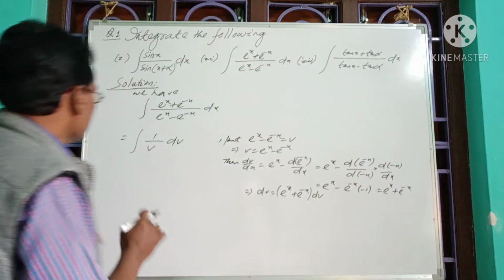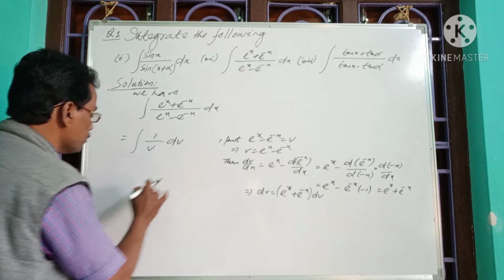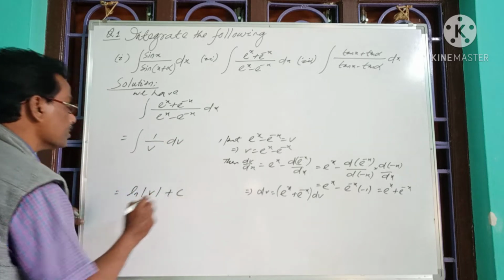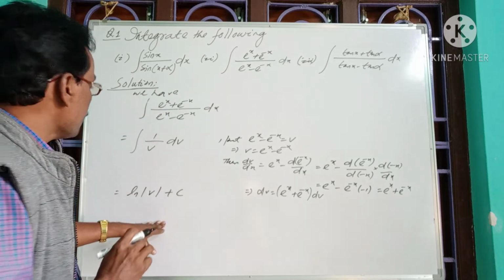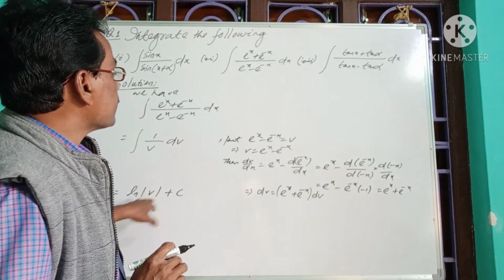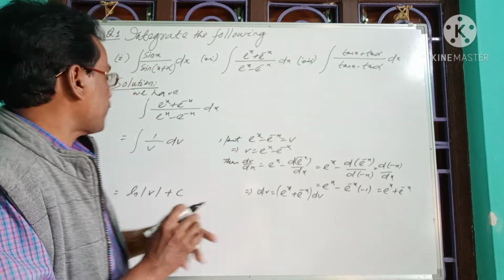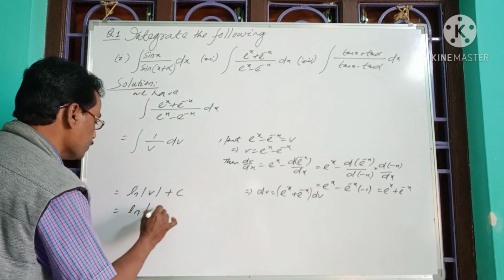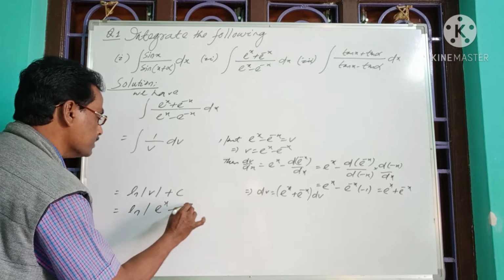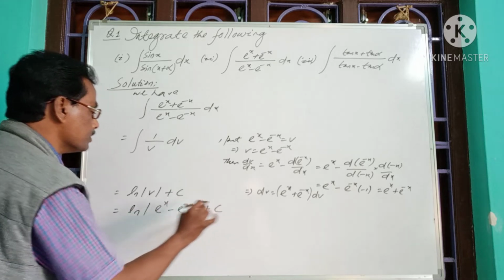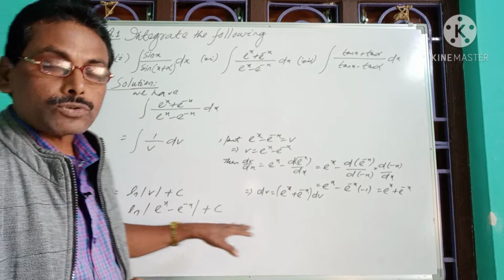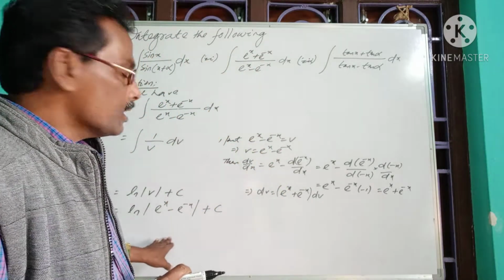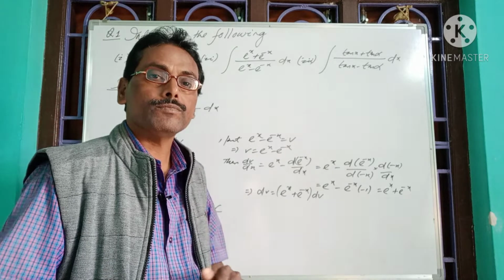So in this process, integration of 1 by v with respect to v will give us ln of mod of v plus c. So now the integration is completed. Now we have to replace v, that is e to the power x minus e to the power minus x. So we have ln of mod of e to the power x minus e to the power minus x, plus c, where c is the constant of integration. So in this process we have already completed the integration, hence the integration is over now.